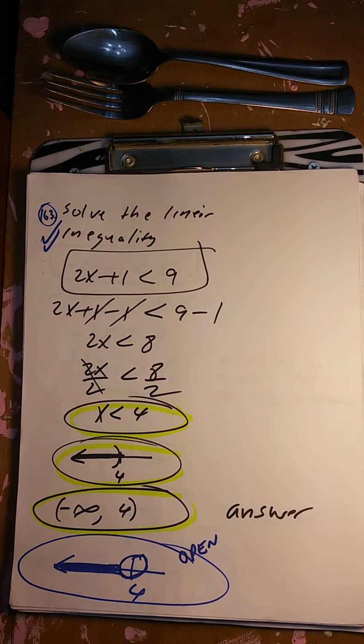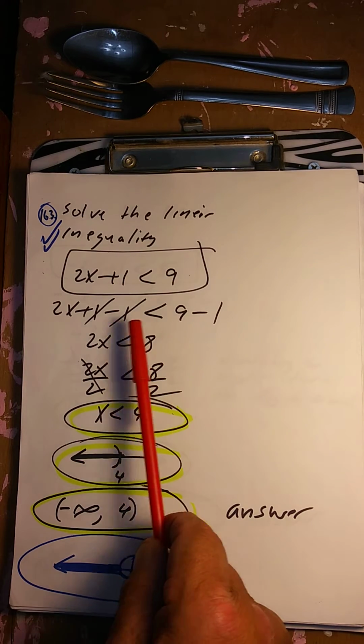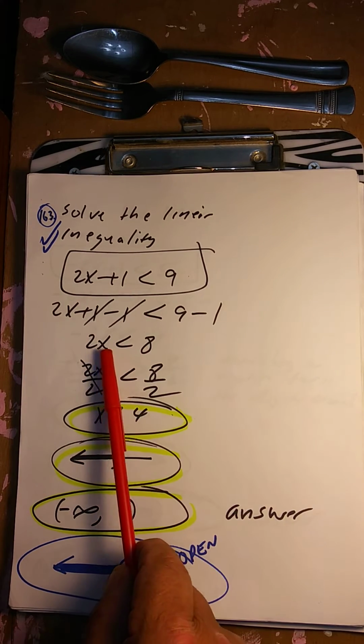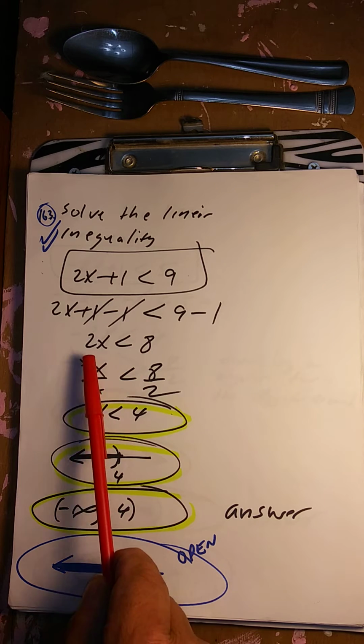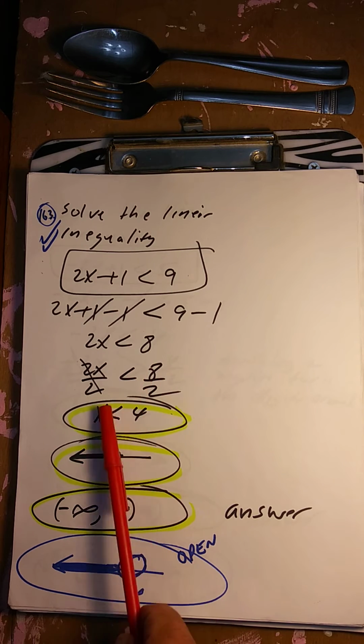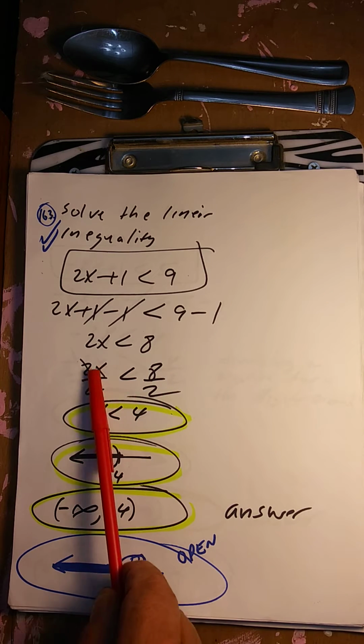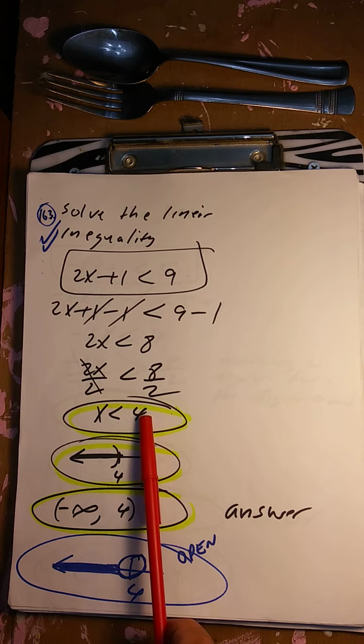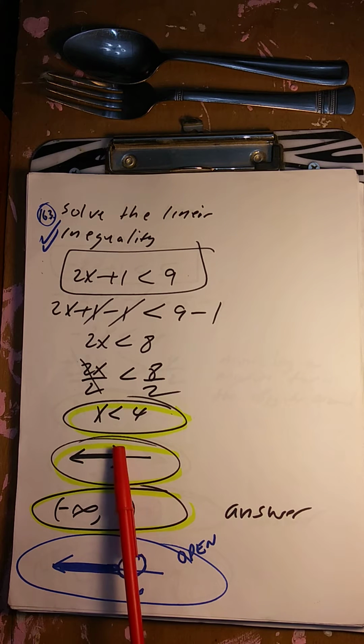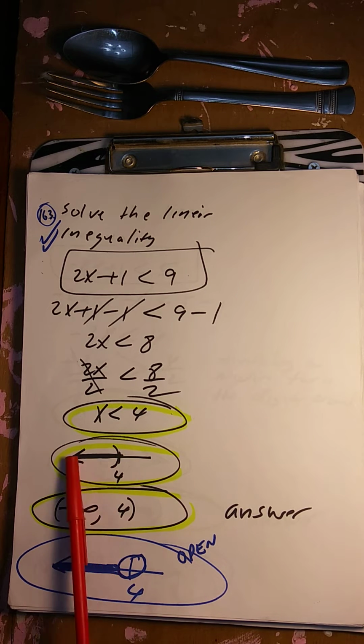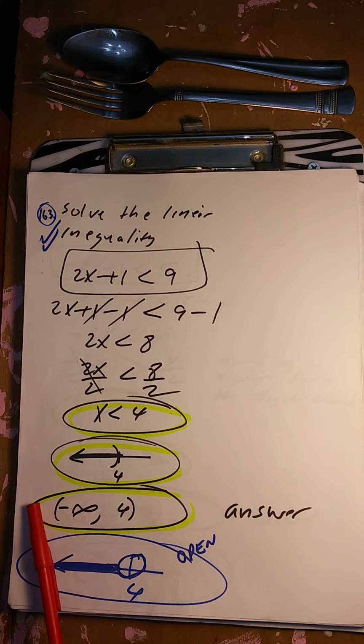Solve the linear inequality. 2x plus 1 is less than 9. Minus 1 minus 1, so 2x is less than 8. Divide by 2. Since you divide by a positive, the inequality stays the same direction, doesn't change. So divide this by 2, so x is less than 4, this way. Or less than 4, not including the 4, this way. Or negative infinity to 4. Or open circle to the left, right there, from 4.